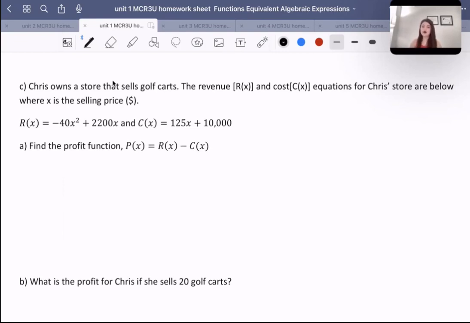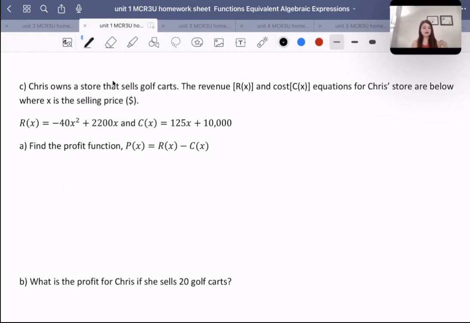Because revenue is all the money that a company makes. So basically all the money that the customers pay Chris for his golf carts or anything else he might sell at his store. However, he also has costs, right? He probably has to pay the rent, or he probably has to pay the manufacturer to get him the golf carts and get them shipped over to his store, for example. So there's certain costs he has.